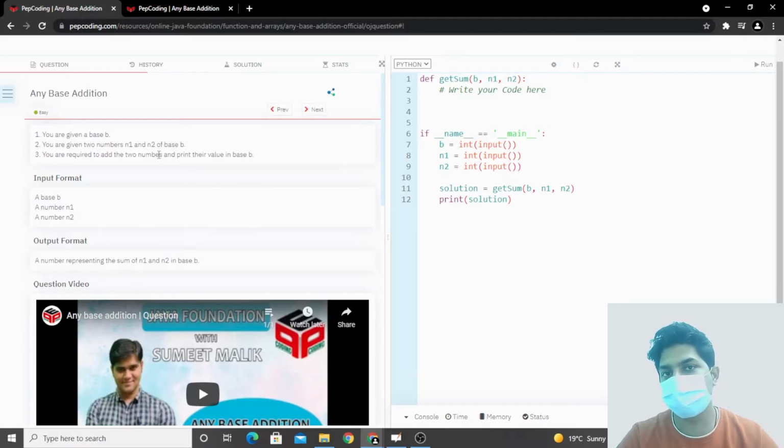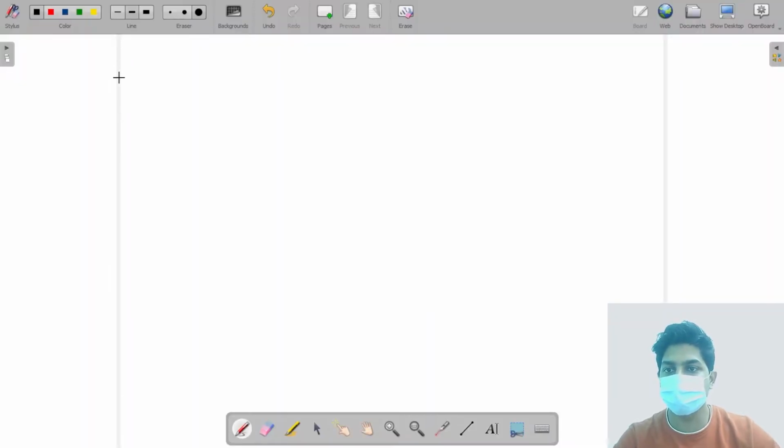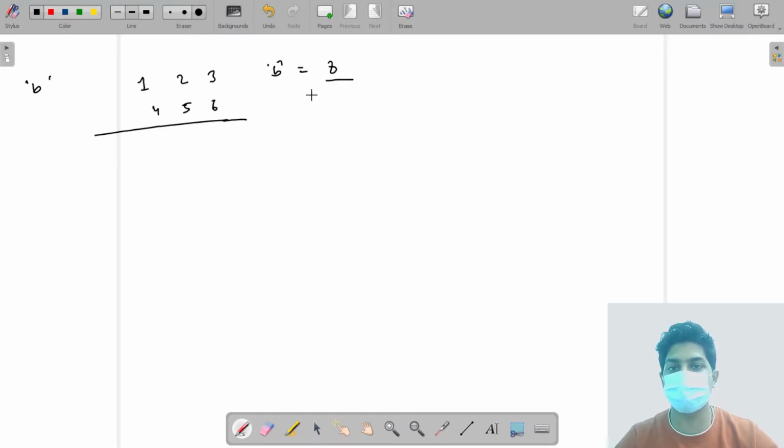Hi guys, so in this video we will be solving this problem, any base addition. Let's understand first what the problem says. We will be given two numbers, let's suppose 123456, and we will be given a base b, and we have to perform the addition of these two numbers in this particular base. Suppose base is equal to 8 is given to us, then we have to perform octal addition.